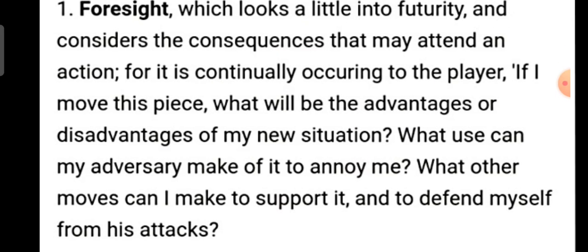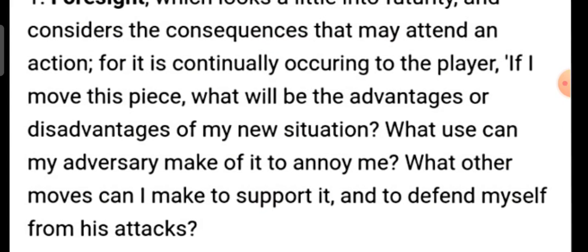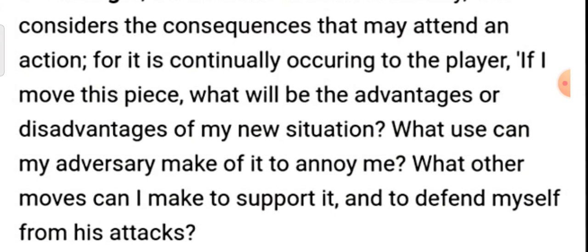Foresight, which Franklin says in case of the game, is also applicable for us during our lifetime. We should always think before we leap, before doing a work: what will be the advantages or the disadvantages of my new situation after doing the work? What use can my opponent make of the work which I have done? And what other moves can I make to support my work and also to defend myself? This is what is foresight.